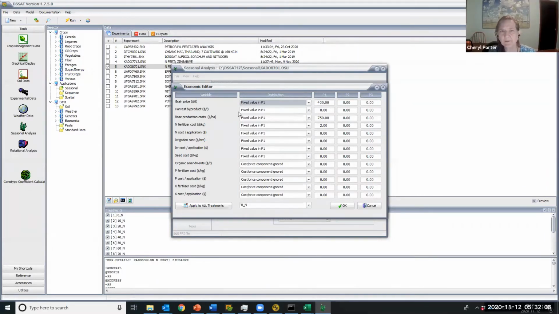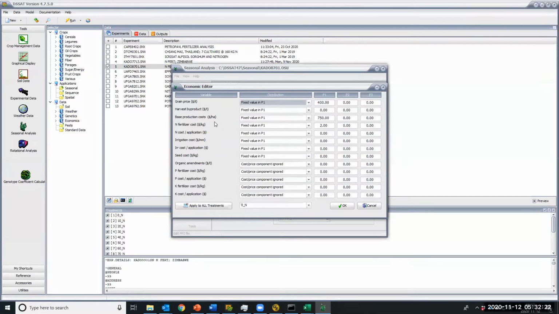Yeah, and the other thing about this is these currency units can be anything. They can be the local currency, in this case it's Zimbabwe dollars, but they could be in your local currency as well, as long as you are consistent with them throughout the experiment.